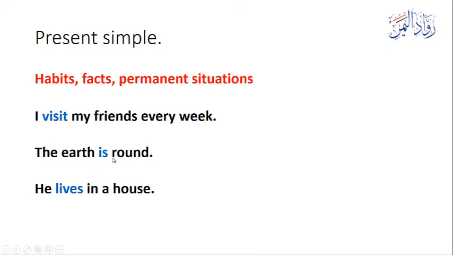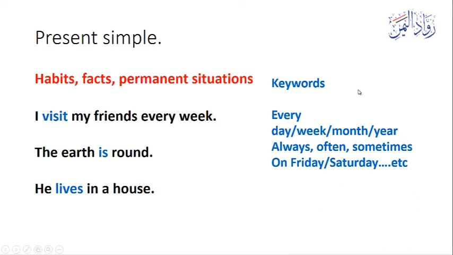The earth is round. All of us agree that the earth is round, so it's a fact. He lives in a house. If you do something for a long time, permanently, it's a permanent situation. These are the key words or common expressions that come with this tense. Every, followed by every day, every week, every month, every year, always, often, sometimes, on Friday, on Saturday, etc.